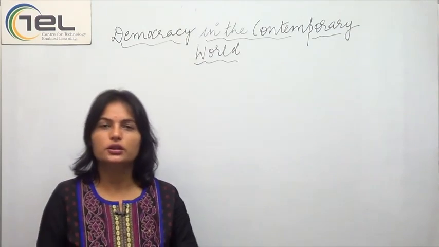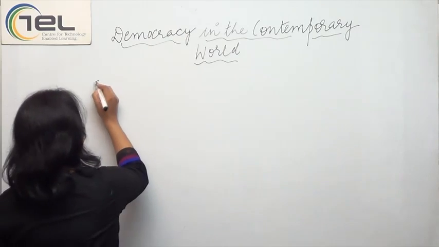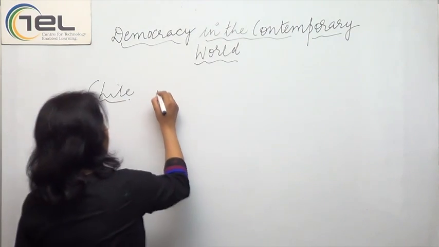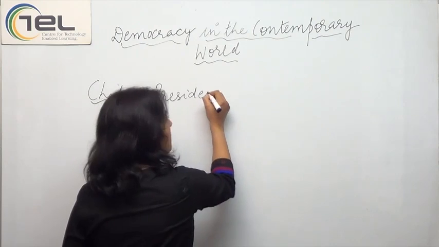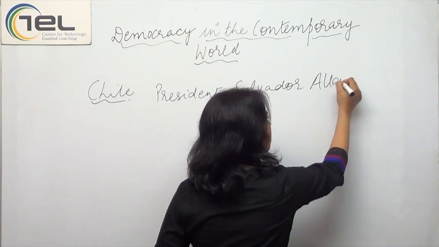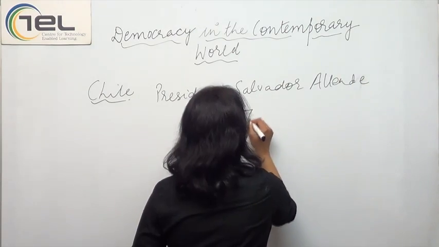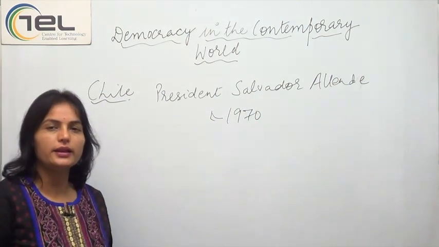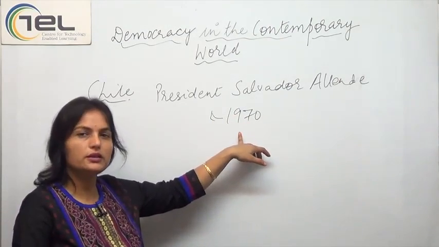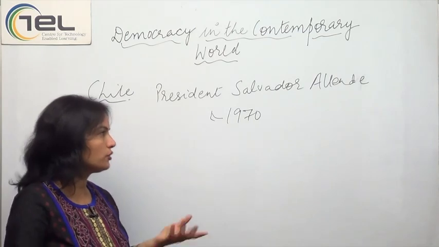So we will start this chapter with the two stories of democracy. First with Chile. In Chile, President Salvador Allende was a democratically elected president way back in 1970. This President Salvador Allende was elected the president of Chile by the people. People elected him through the process of elections.